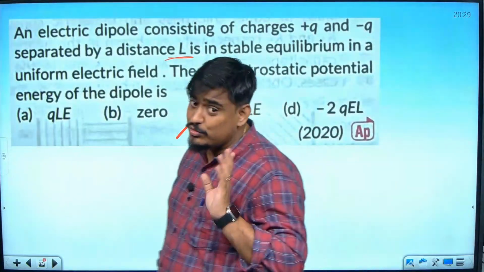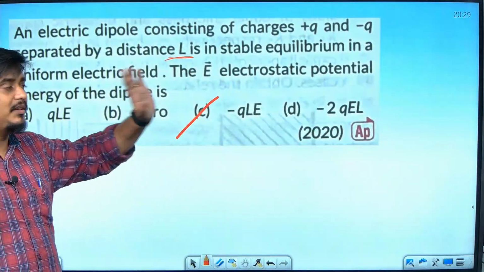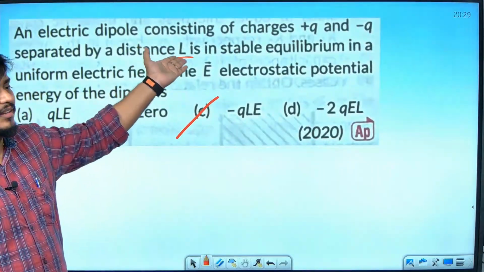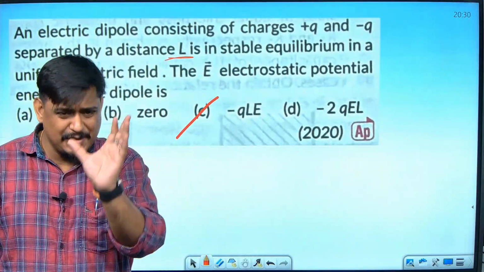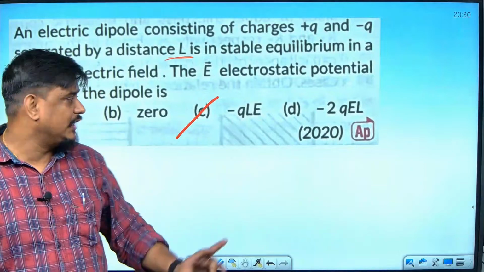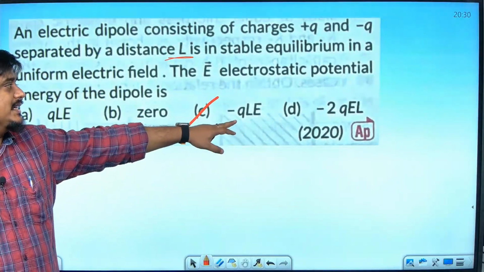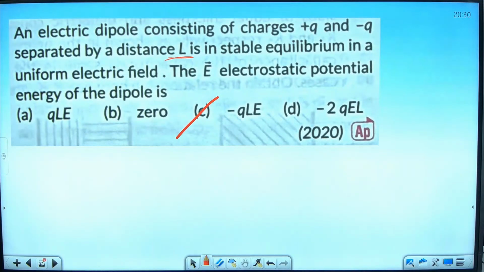2L is to confuse you. They gave that option also. But the meaning of 2D is the distance between the dipole. In this case, they have given L. So, when you multiply the magnitude of charge with the distance between them, you get the dipole moment. Dipole moment will become equal to Q into L, and E. So, minus PE, so minus QLE. Got it? Shall we go to the next page?